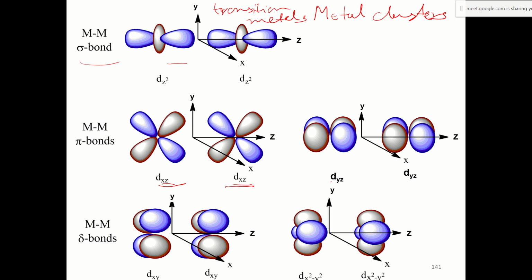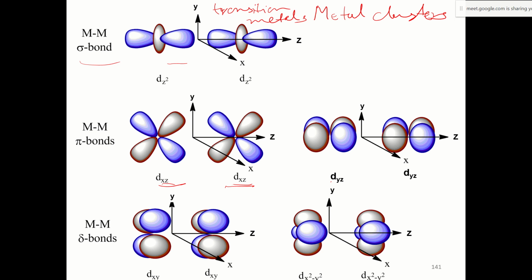Z square: when the two metal atoms are coming close to each other, the dz square orbital is the first, so that the two atoms can combine. Okay? So there will be overlap of dz square.